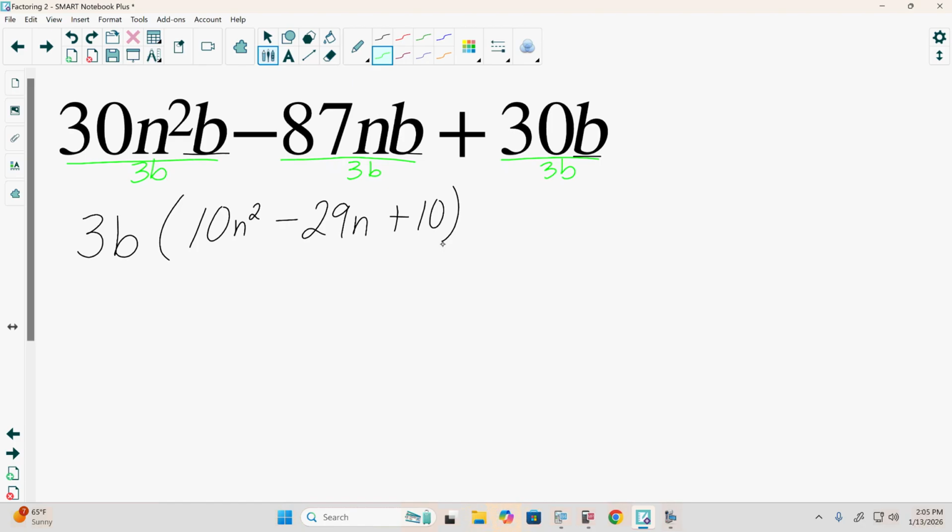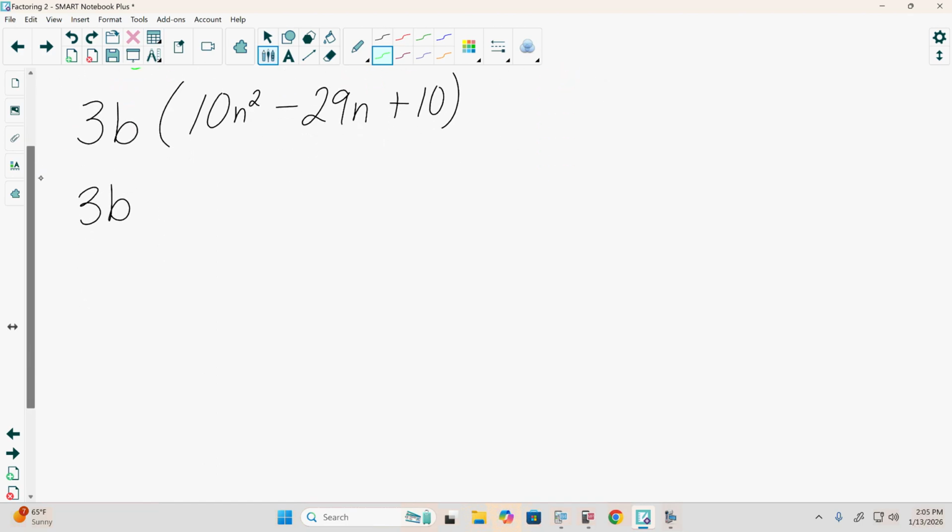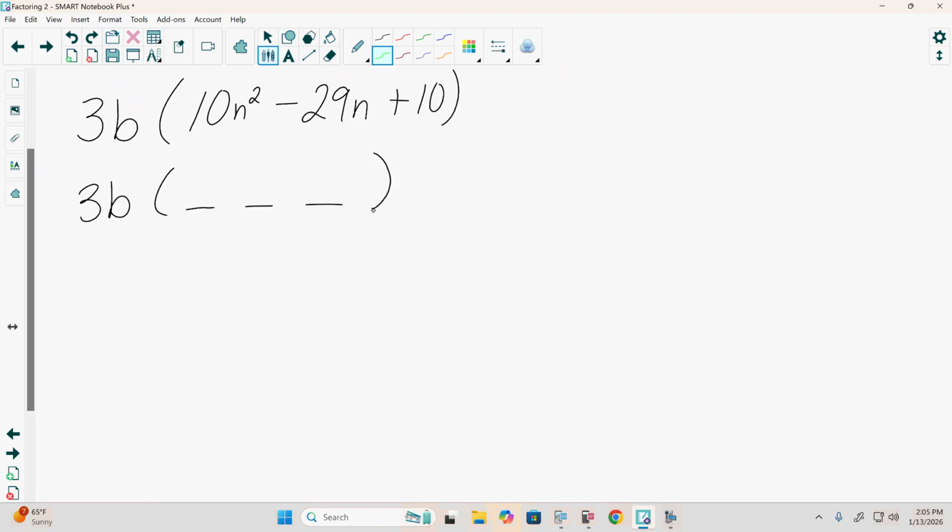Now we can look and make sure that there is no other greatest common factor because 10, 29, and 10. 10 and 10 have many common factors. But 10 and 29 do not have any common factor, so this is it. So 3b was the greatest common factor. So we can move on to our two sets of parentheses with 3 spaces. Now because our third term is positive, it means our signs are the same and they match the sign of the middle term, telling us that we have negative and negative.